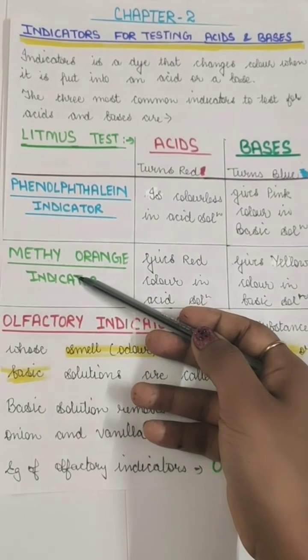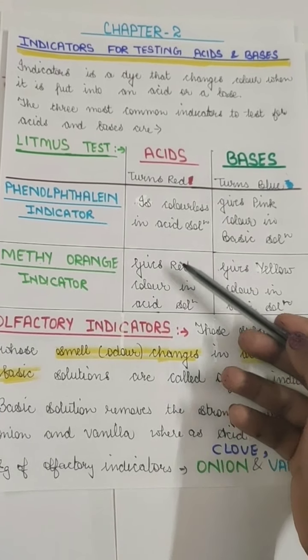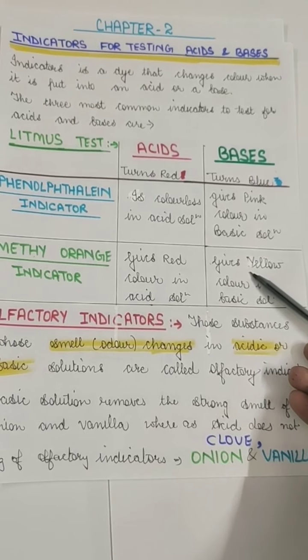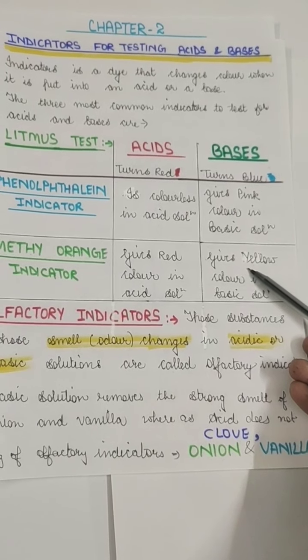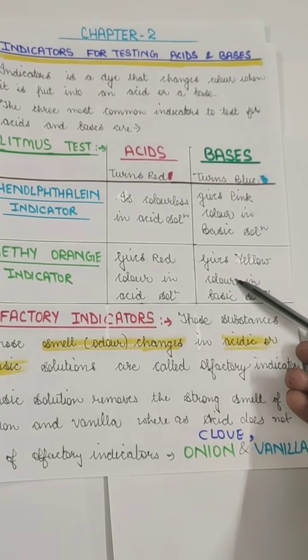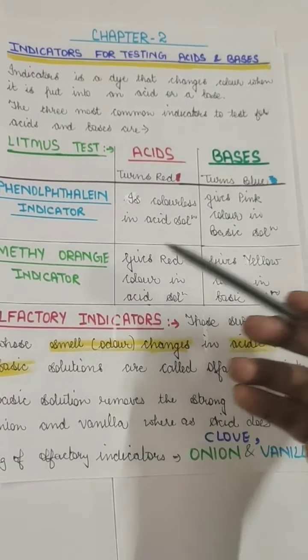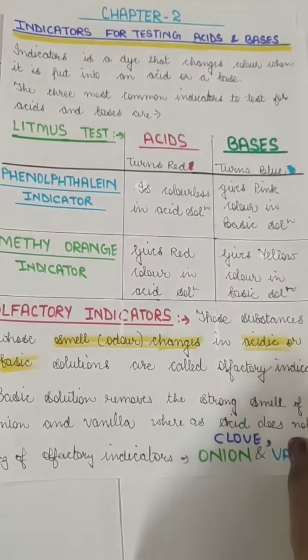Now methyl orange is also an indicator. It gives a red color when mixed with acid, and it gives a yellow color when it is mixed with base. The color could be yellow or slightly orangish depending upon the concentration of the base and the quantity of the methyl orange indicator. So these three are the important indicators.